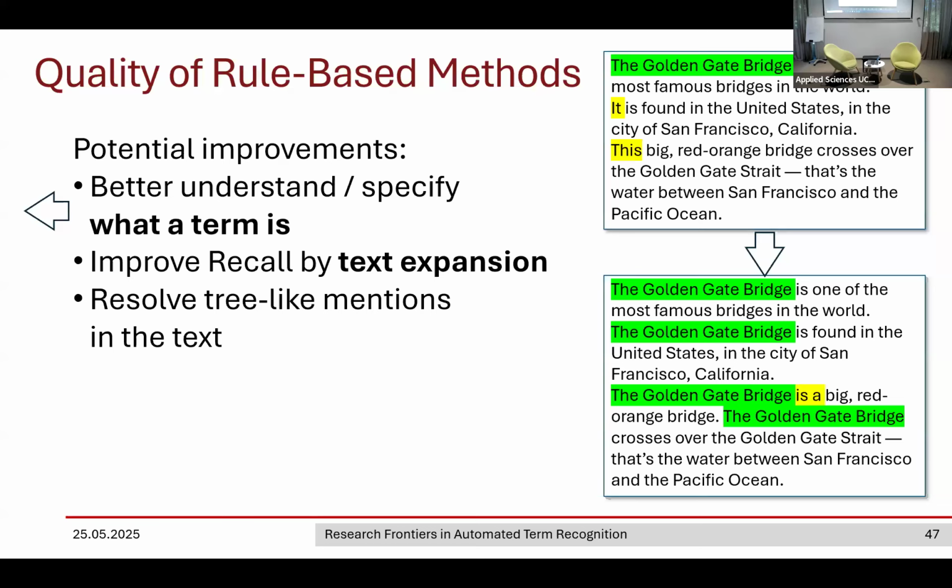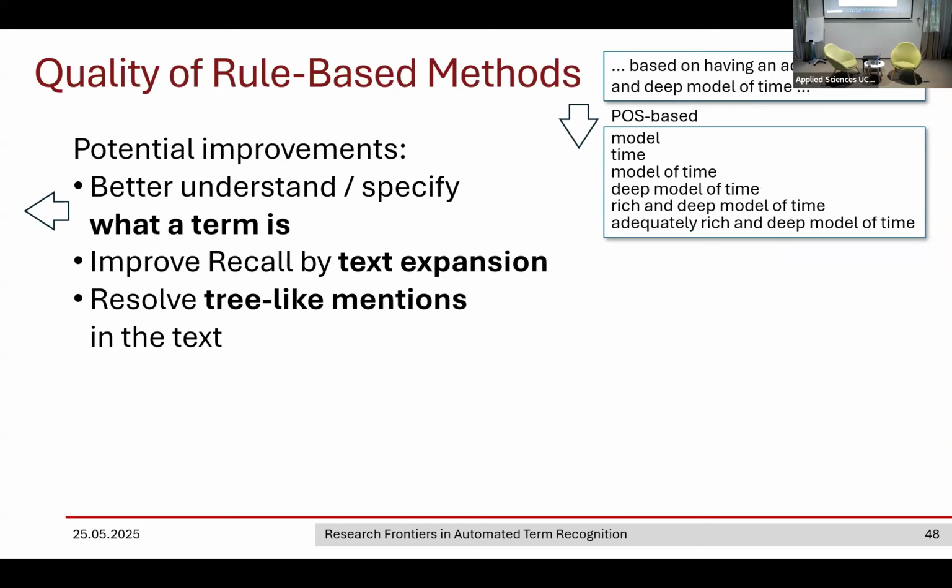For example, if you look here, this "it" is also the Golden Gate Bridge. And this is also the Golden Gate Bridge. So why not make it explicit in the text by replicating Golden Gate Bridge here and here? This is a very trivial thing, as it could be seen by a human, but it's not that trivial for a machine to recognize these parts of sentences for expansion. So it could be a nice topic to research into.